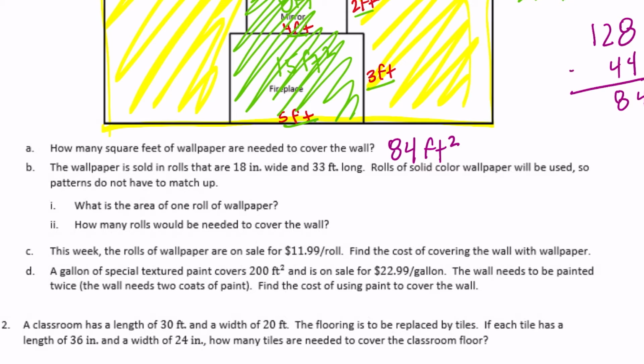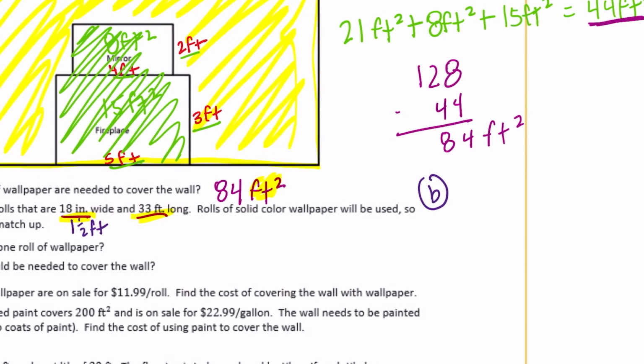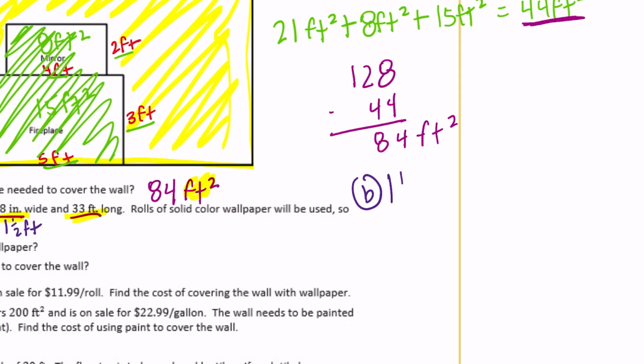Okay, so B says the wallpaper is sold in rolls that are 18 inches by 33 feet long. Rolls of solid color wallpaper will be used so patterns do not have to match up. What is the area of one roll of wallpaper? Okay, so since our first answer was in feet, I'm going to transfer this into feet. So remember, 18 inches was equal to 1.5 feet, so one roll would be 1.5 feet by 33 feet.